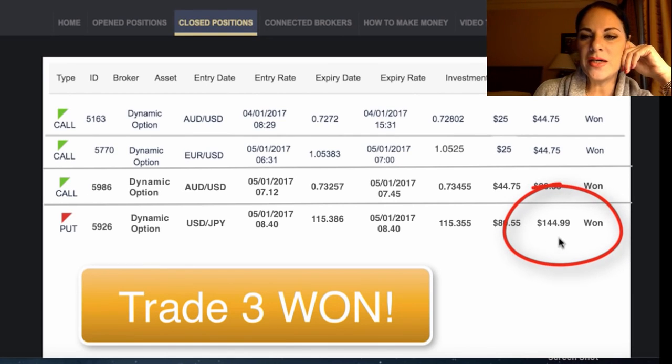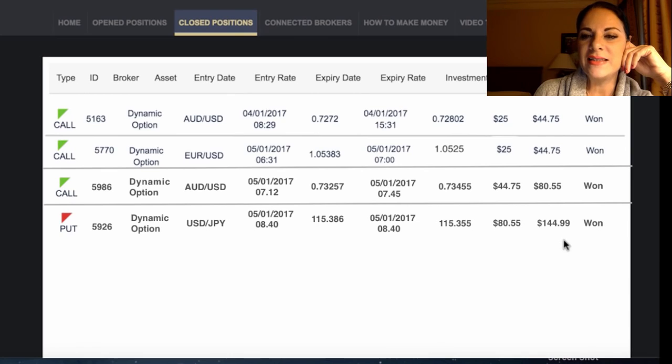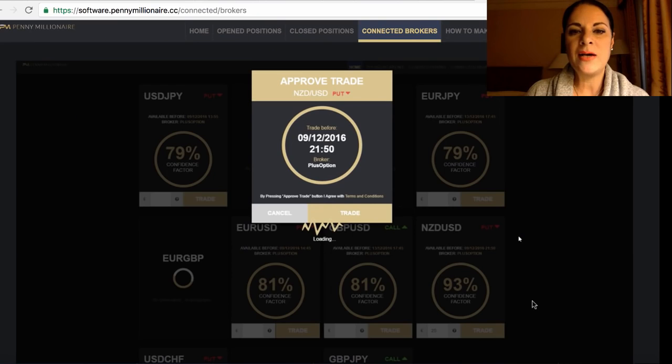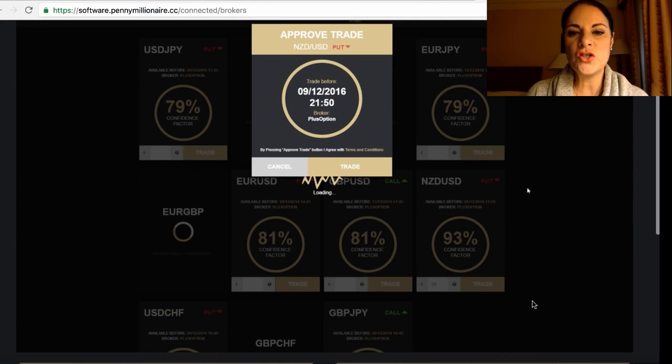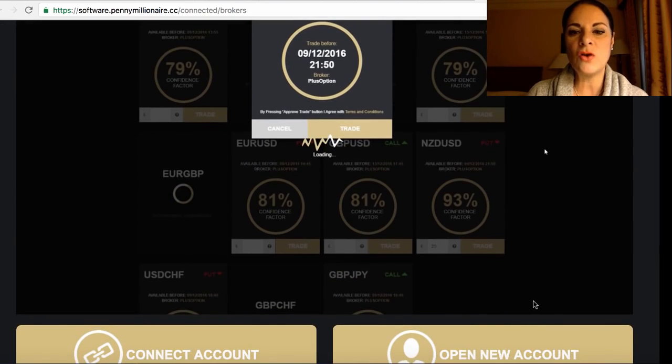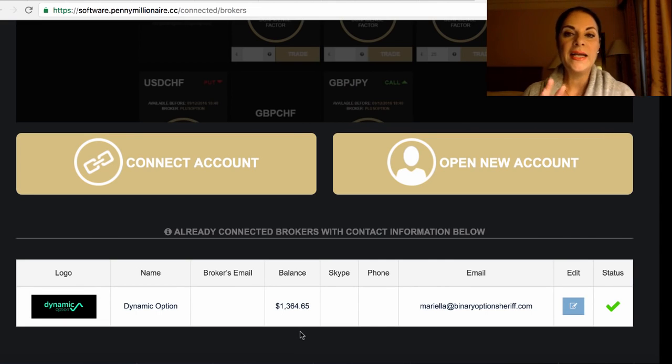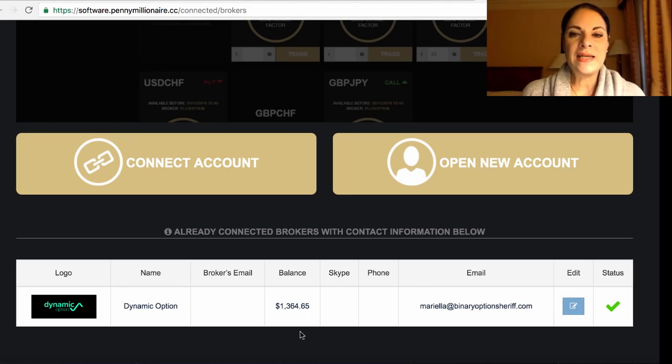Here we are with our last trade. The last trade has been won. We are now at a situation where we have 144.99. We can now have a look at the position that we started off with, and here we are with a new balance of 1364.65.